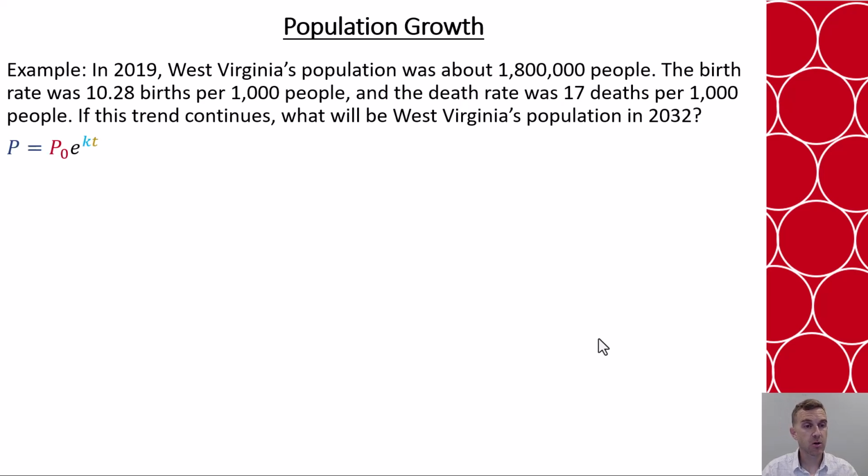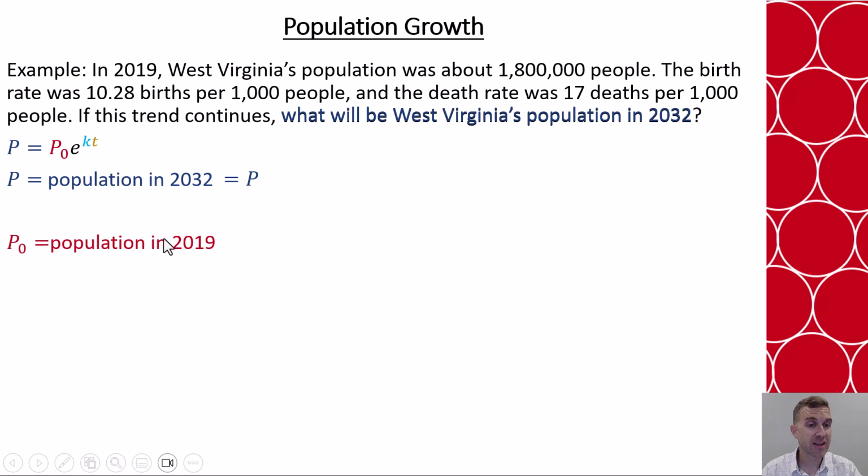So again, let's start with our formula. We're going to assume the continuous growth or decay. We look and say, what we're looking at is population 2032? We don't know. That's what they're asking us in this problem. So that's going to be our P. Then we look and say, well, what's the initial population? That's what it was in 2019, which is where we started, the 1,800,000 people.